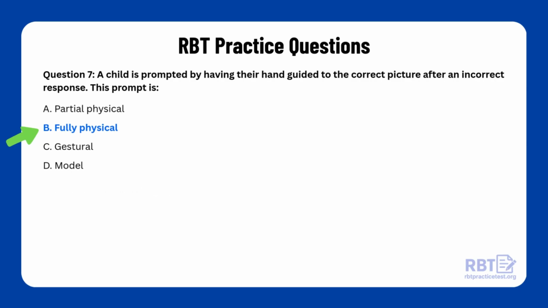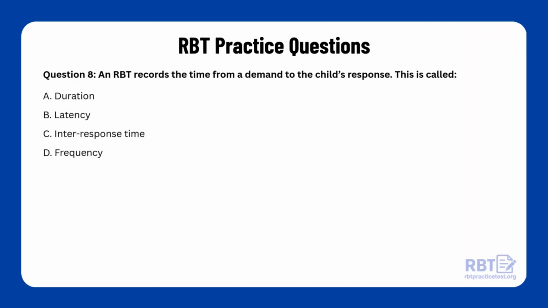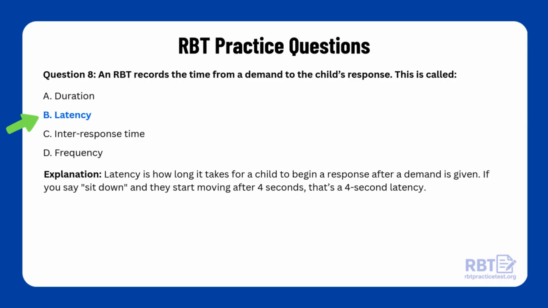Question number 8. An RBT records the time from a demand to the child's response. This is called A. Duration, B. Latency, C. Inter-response time, D. Frequency. The correct answer is B. Latency is how long it takes for a child to begin a response after a demand is given. If you say sit down and they start moving after 4 seconds, that's a 4-second latency.